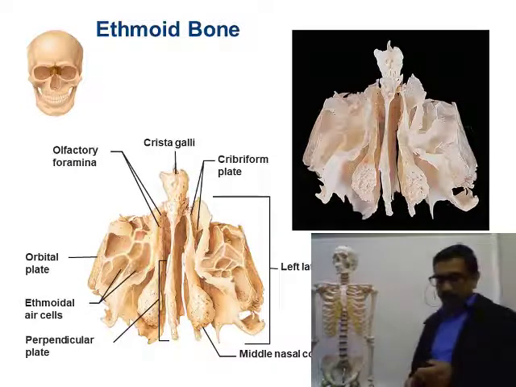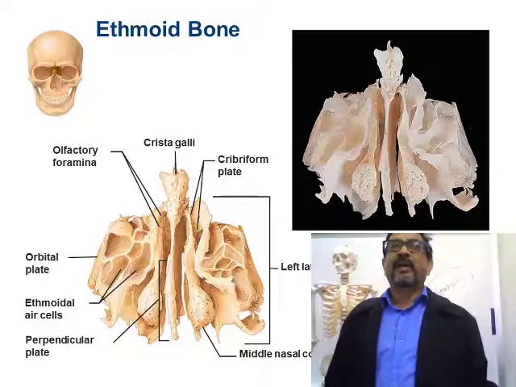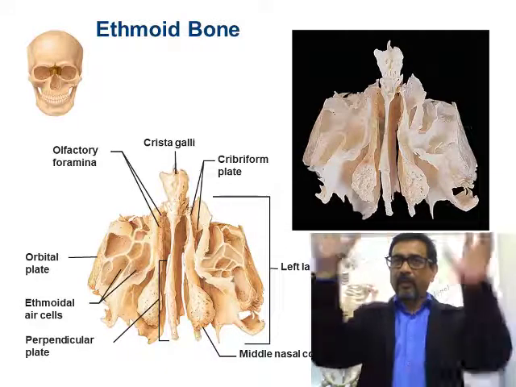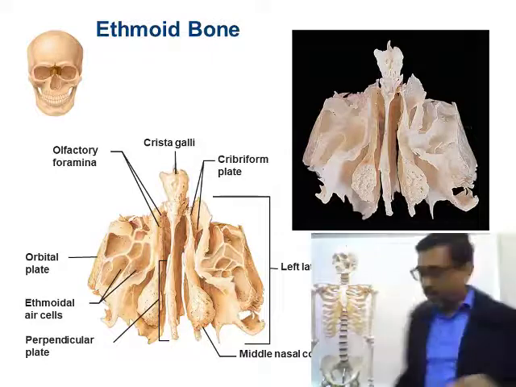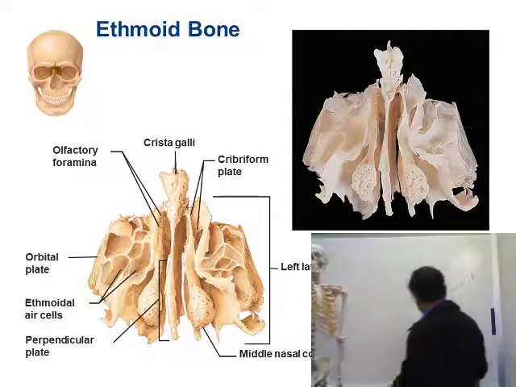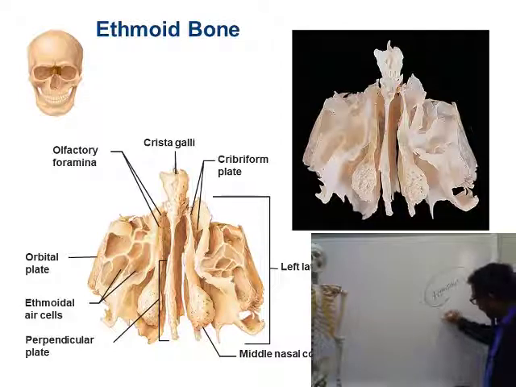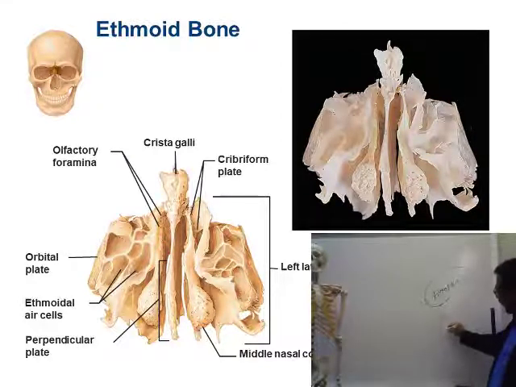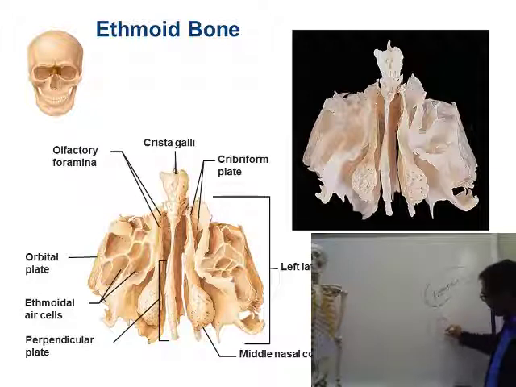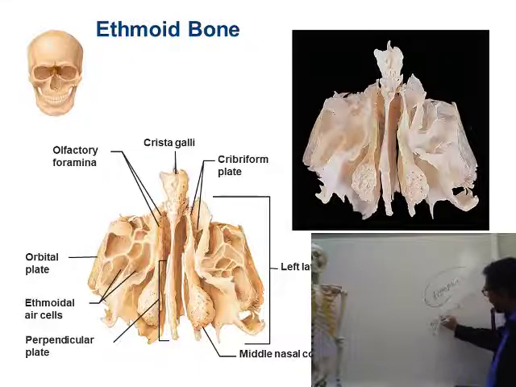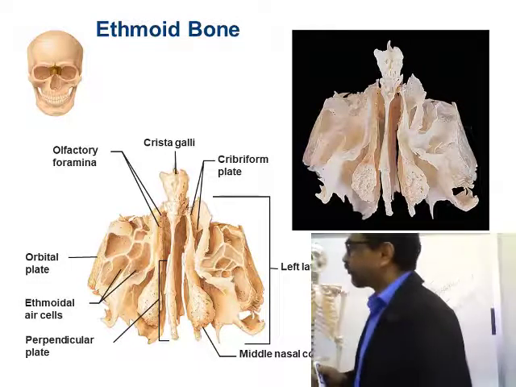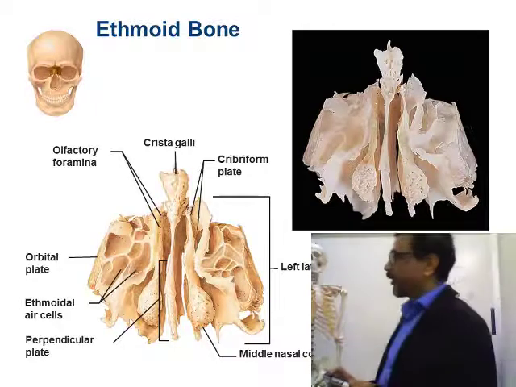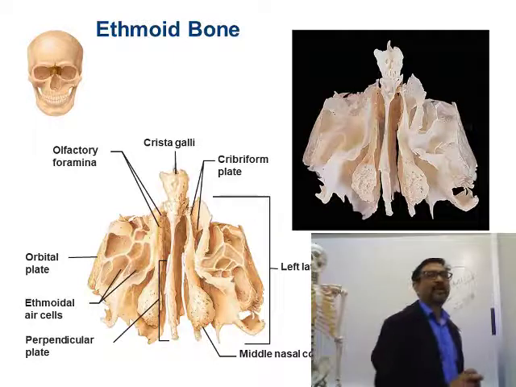Anyway, the ethmoid bone has a middle portion and two lateral masses. In the lateral masses, you have many air cells or sinuses. So these are the air cells in the lateral masses. You see there, those are called ethmoidal air cells or sinuses, and they contain air.